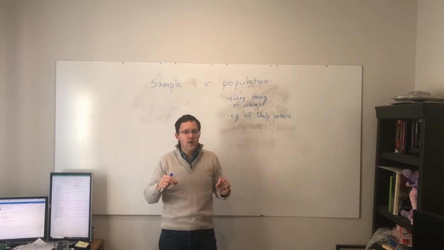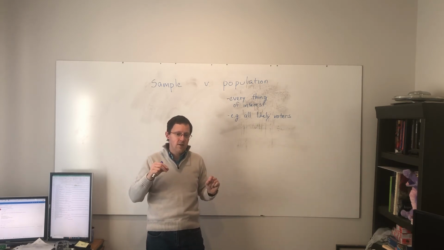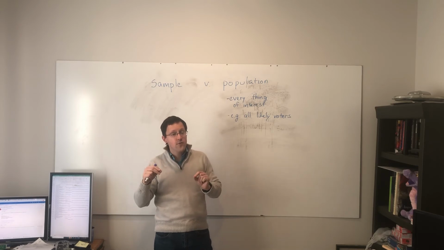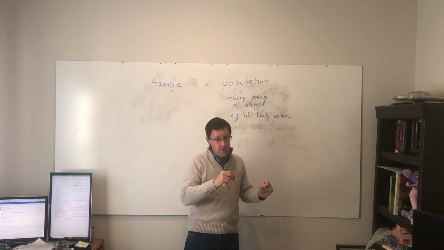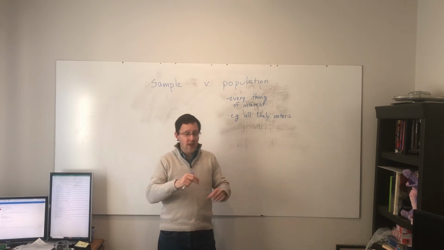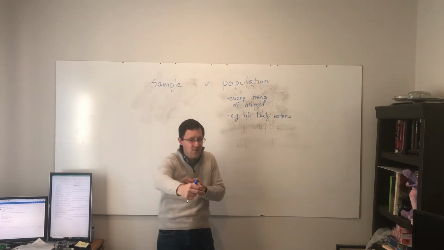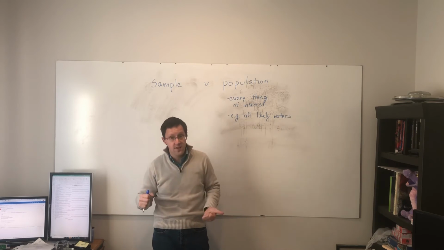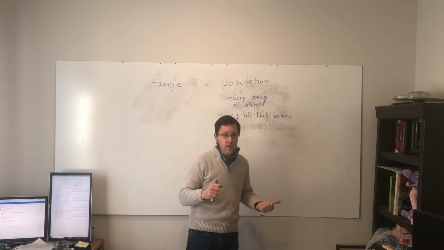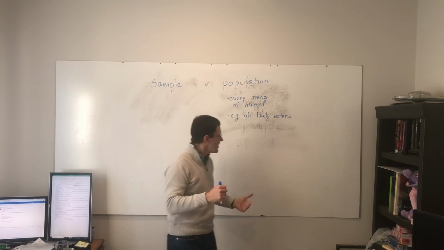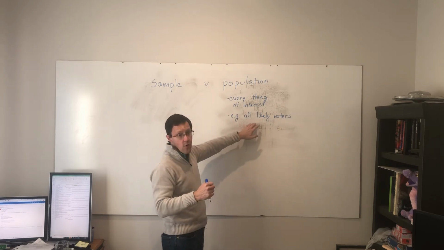So really, I want to try to understand the possible preferences of anybody who's likely to show up to the polls. Not just anybody who's registered, but those who will actually either send in a mail-in ballot or trek to the polling station. So my population here would be all likely voters.